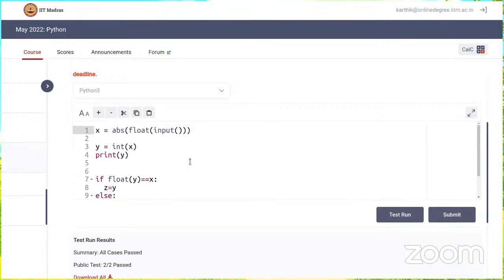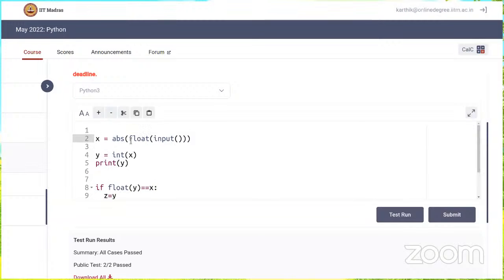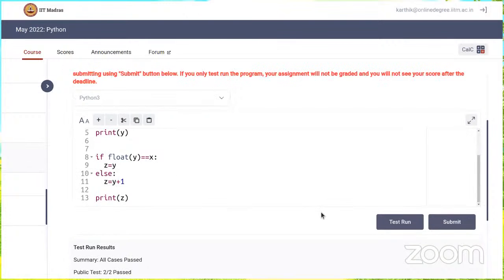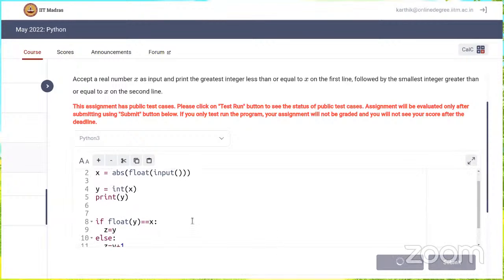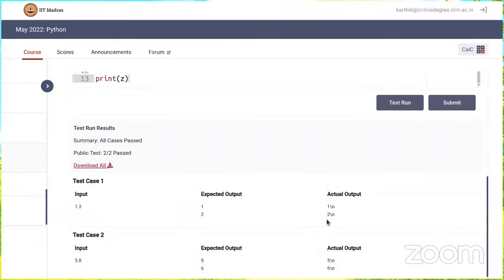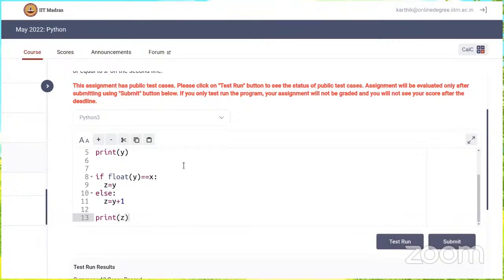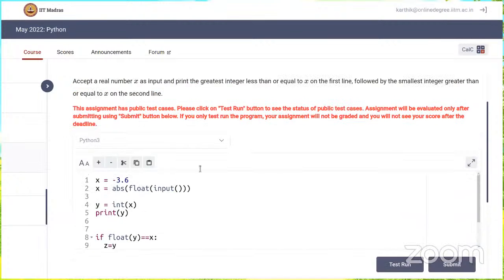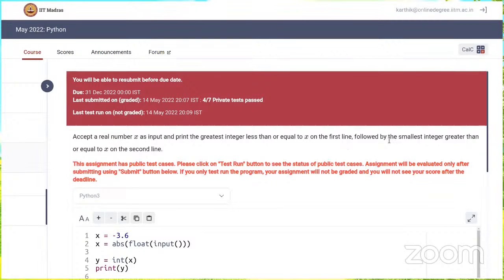See, the problem possibly is your absolute. Yeah, the absolute is probably causing the problem. You are missing out on the negative values. If you want to debug something like this, I would try something like minus 3.6 and run the test here so that you can see what it prints. See, what it prints is 1 and 2, whereas ideally it should print minus 3 and minus 4.